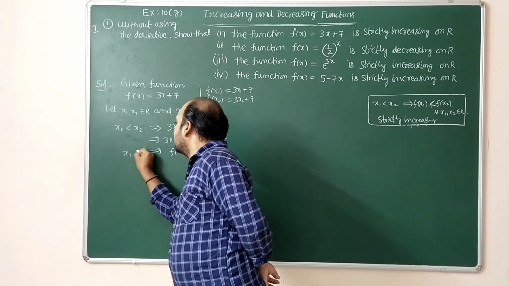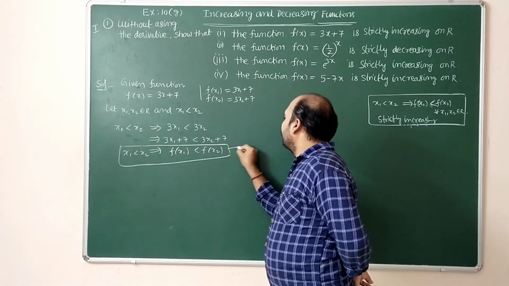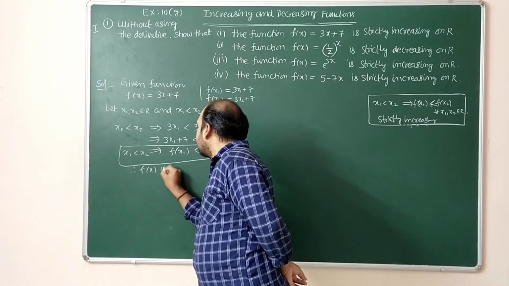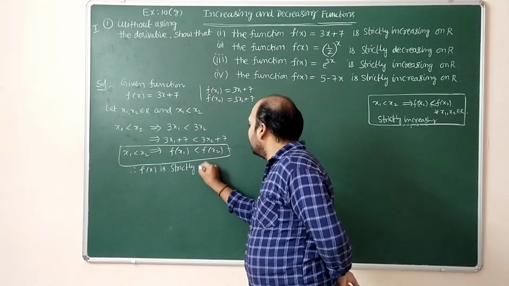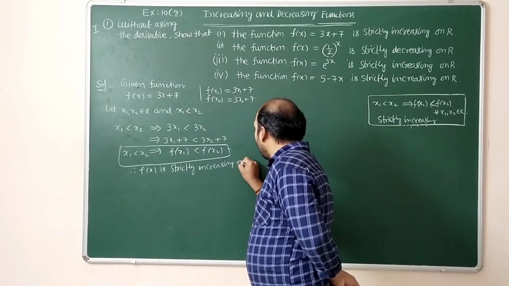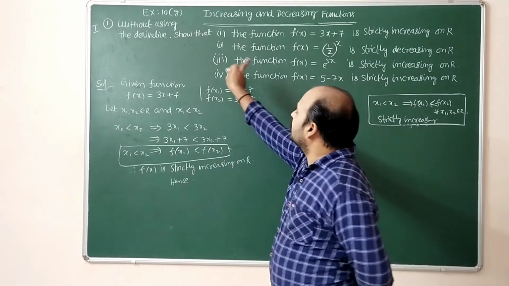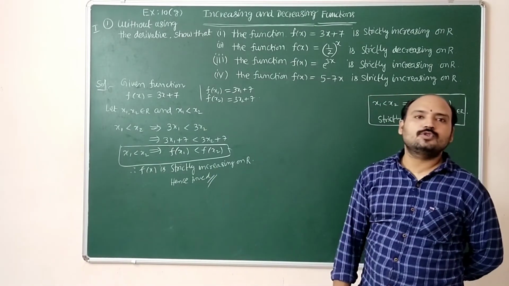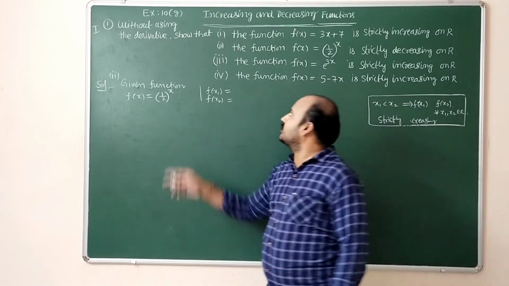When x1 is less than x2, the function is strictly increasing. Therefore, f of x is strictly increasing on R. Hence, proved. They are asking to show that now. Hence, proved. We will move to the next question, the second question.